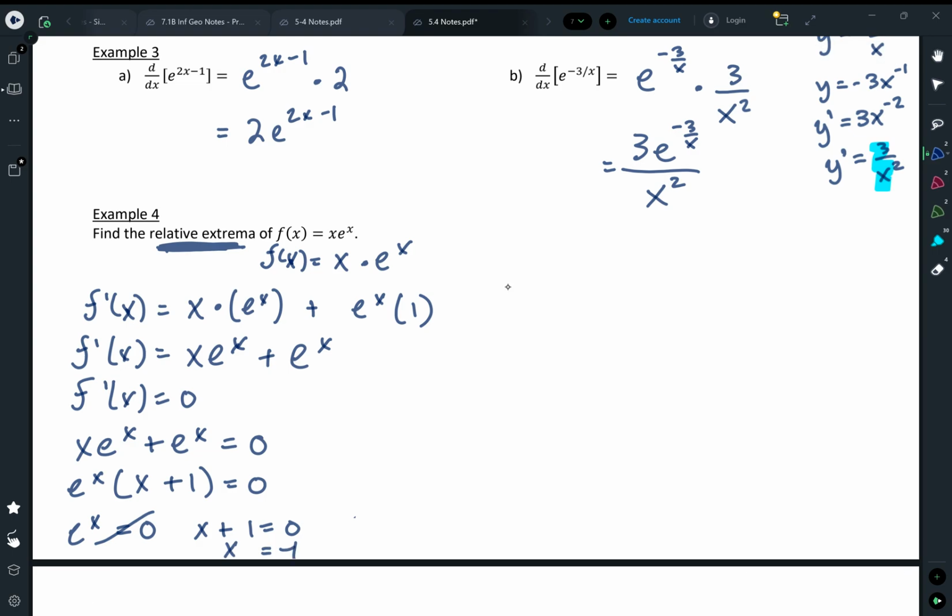So now I'm going to make a first derivative chart. I'm going to label this f prime. Negative 1 is what we're curious about, so I'm going to go ahead and check 10 and negative 10 in my first derivative. This is a first derivative chart. So let's think about e to the 10th power times 10 plus 1.